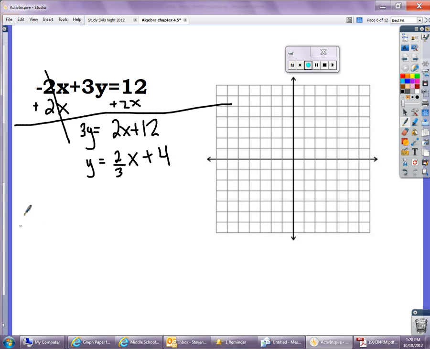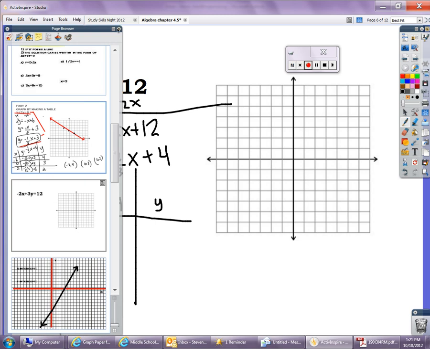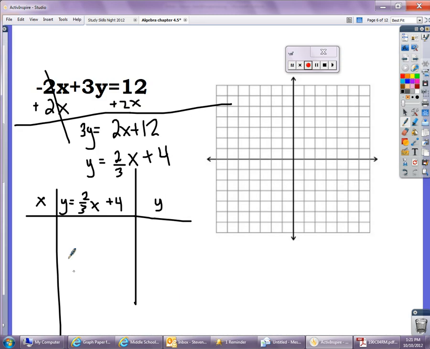Okay, so we're going to do what we did last time. I have my x's. I have my equation. I know y is going to equal 2/3 times x plus 4. And I'm going to have my final y. So again, they don't give us a domain here. Sometimes they're going to give you a domain. Here they do not. So since they don't give me a domain, I'm going to use a negative, a 0, and a positive number. But I'm going to remember that I'm going to multiply by 2/3.